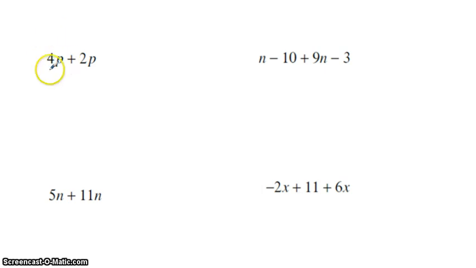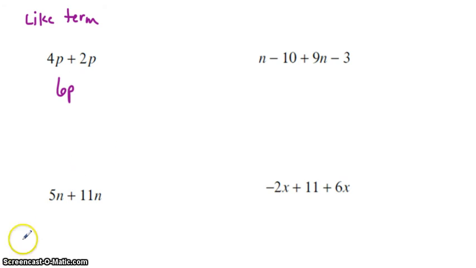So let's start with a simple one. We have 4p plus 2p. The 4 and the 2 are the coefficients, p is the variable, and because these coefficients have the same variable, these are what we call like terms. That means we can combine them. If I have a 4 plus a 2, that is 6, and then we simply say p. If I had 4 pairs plus 2 pairs, I put them together and now have 6 pairs. So the simplified version of that expression is 6p.